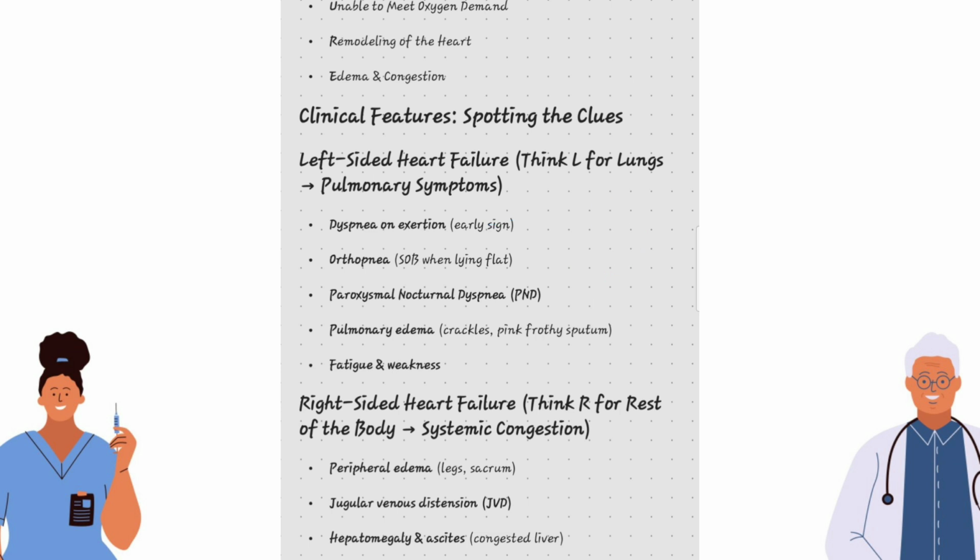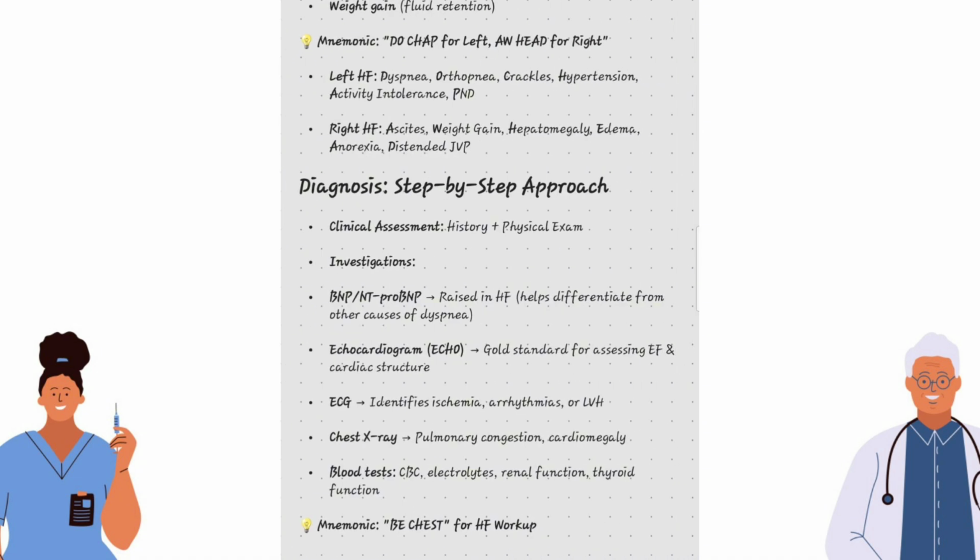Okay. So the next thing we're going to talk about is the diagnosis. How do you diagnose heart failure? We use a step-by-step approach, just like normal. The first thing you have to do is a clinical assessment. You're going to check history and physical exam. So the history is going to help you determine whether it's a right-sided or a left-sided heart failure. Remember what I said earlier, right-sided is rest of the body, left-sided is basically pulmonary symptoms.